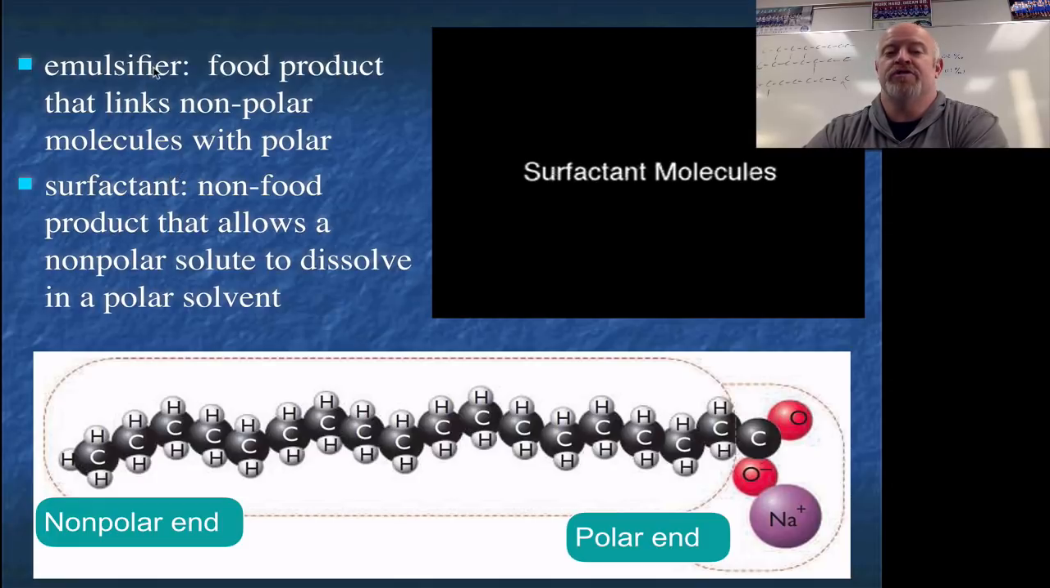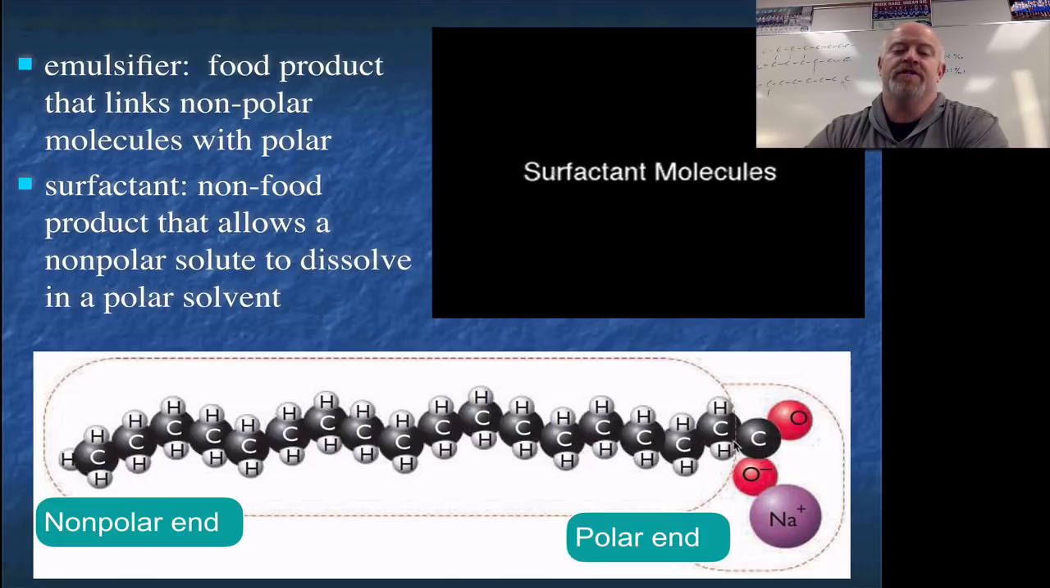But emulsifier is a term that we use in the food industry in terms of a food type product, and surfactant is the term for things that we use that are not part of the food industry. Okay, in terms of those two different terms. So both of them link the two together. Now, the way it works is you have this molecule that's really long. So you see down here in this image, we have this really long carbon chain. This entire carbon chain is nonpolar. But on the very end, way down here, we get this really strong polar end, almost to an ionic state.